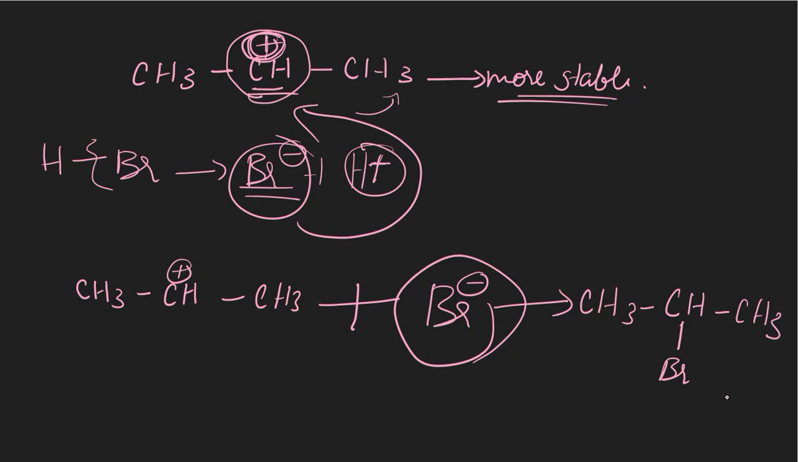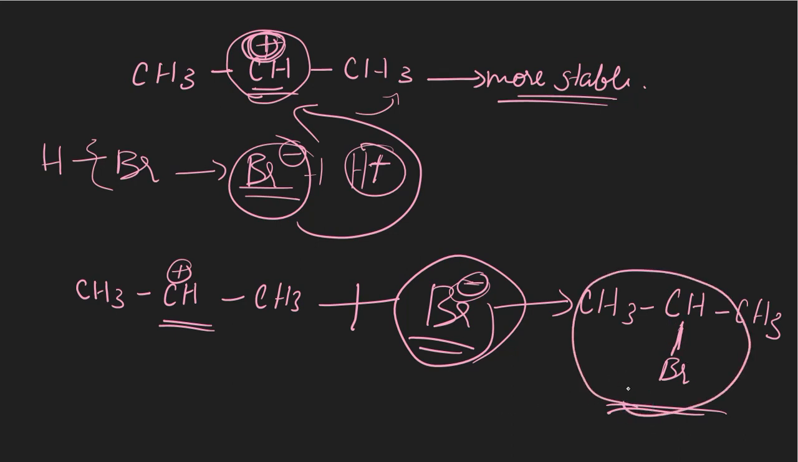This is the structure that is formed, because this was your carbocation and it needed electrons. This is bromine, which had one extra electron. So this bromine will come and attach to this carbon atom, because positive and negative attract each other. They are going to form a bond. Here a sigma bond is formed and our structure is formed.